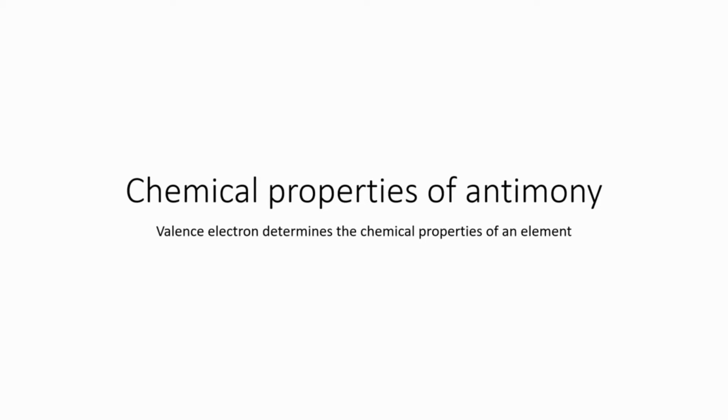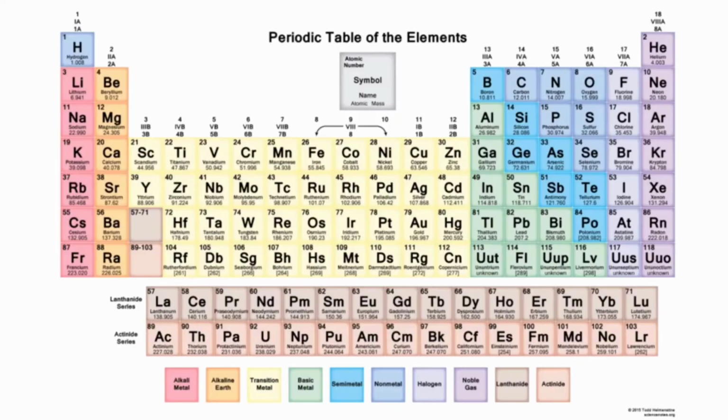Chemical properties of antimony. Chemical properties are usually largely determined by the valence electrons of an element, so before that, let's look at the valence electrons of antimony. Antimony is located in group 15 on the periodic table, therefore it is also known as a pnictogen. Being a pnictogen, antimony has 5 valence electrons.